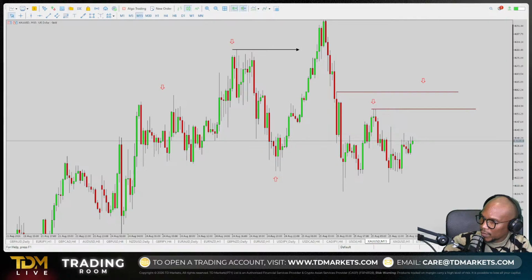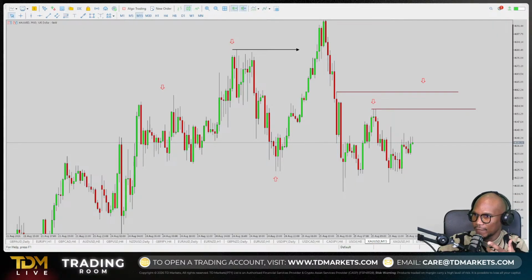Observe, you using top-down analysis? Yeah, I use top-down analysis. I look at the weekly, the dailies, then I drop down. So my direction and bias, I get it from the daily time frame. Whatever the daily structure is, I follow that daily structure. Sometimes I would switch to the weekly just to look at the structure as well, but my bias comes from the daily structure.